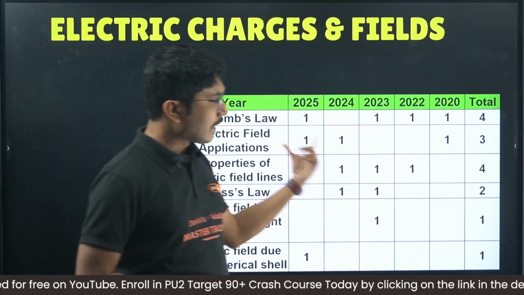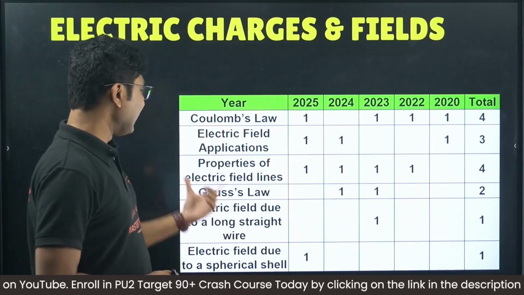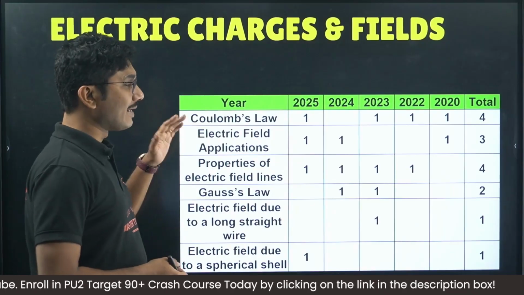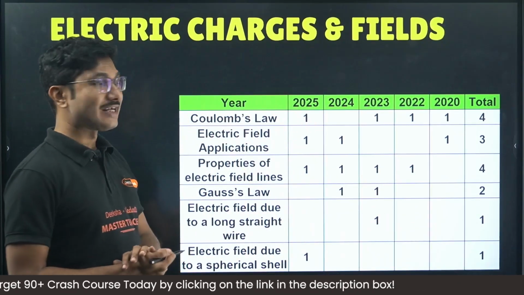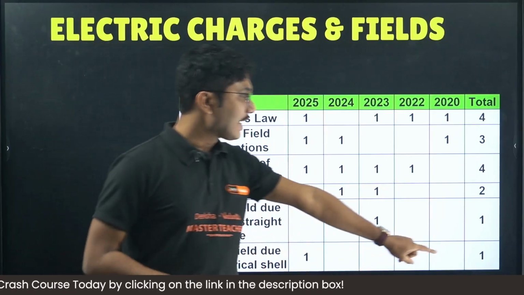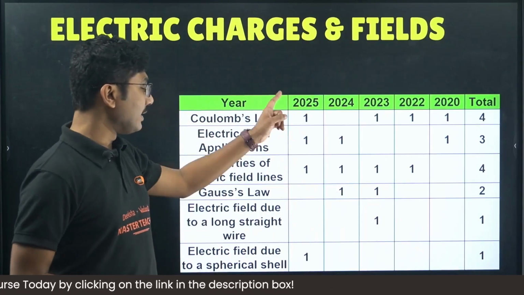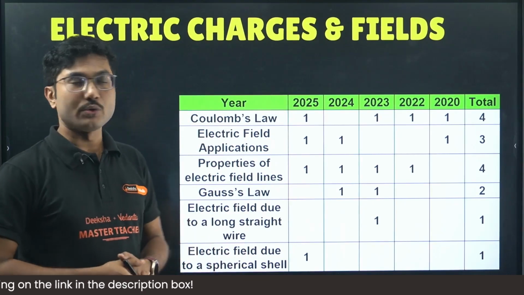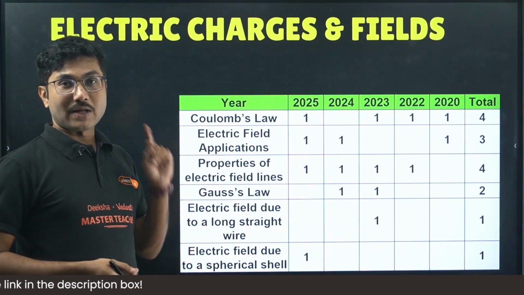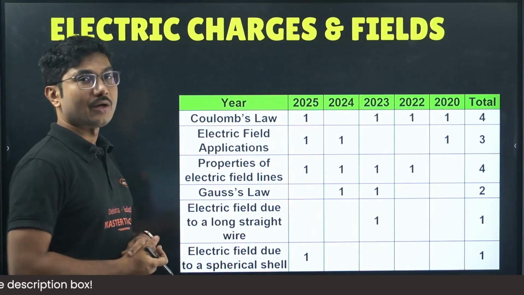Gauss's law came twice. Electric field due to a long straight wire, the derivation, came only once, and a numerical question based on electric field due to a spherical shell came only once. In 2025 there was a question based on the concept of electric field due to a charged spherical shell, but that was a numerical question. So let us start with the chapter.